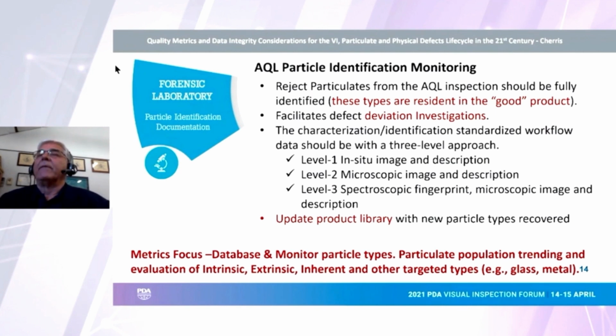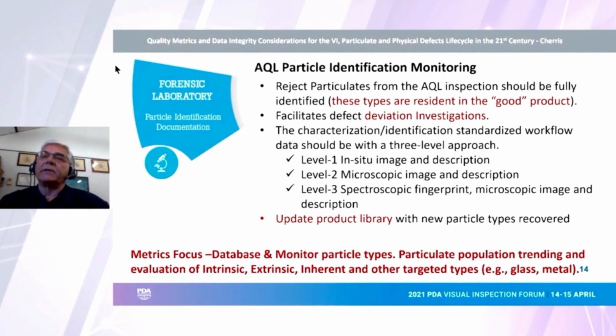The identification of different particle defect types facilitates deviation investigations. The characterization is typically done in a level 1, level 2, level 3 methodology. Allows us to get the full information necessary to characterize these defects in the forensic laboratory. So this forensic laboratory or particle identification documentation is also very much useful for updating your product library with new particle types as they are recovered.